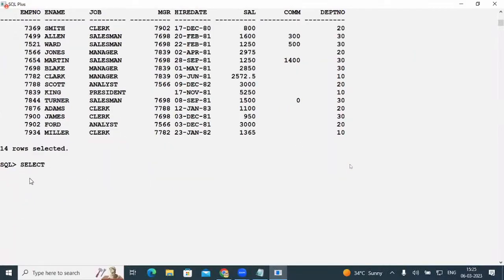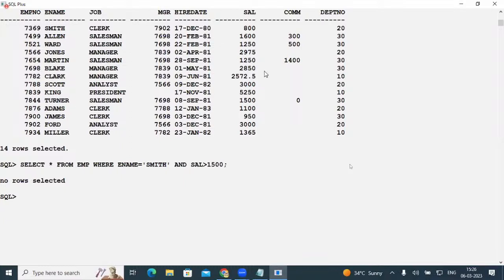Now we can see. If you write select star from EMP where ename is equal to Smith and salary is greater than 1,500, you are not getting any row. Why, sir? Because the first condition will be true, Smith, but Smith's salary is not greater than 1,500. So true, false, false.